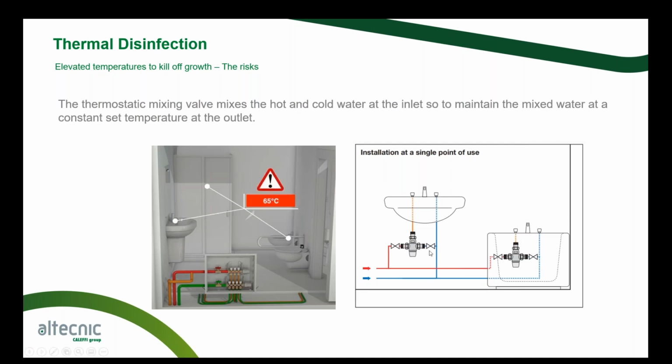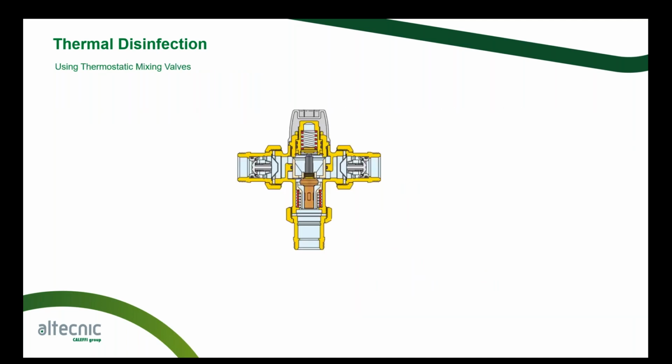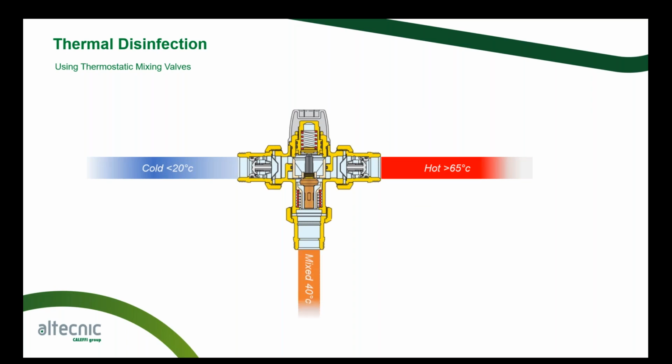So we can see here we've got one on the basin, and we've got one on a bath as well. So we're bringing those elevated temperatures lower down. Using thermostatic mixing valves, we have a cold supply of 20 degrees coming in, a hot supply of 65 degrees coming in, and then a mixed temperature, say for instance 40 degrees, that we've set on this valve. That's what the mixing valve does, that's what we're looking at when it comes to bringing those temperatures down.